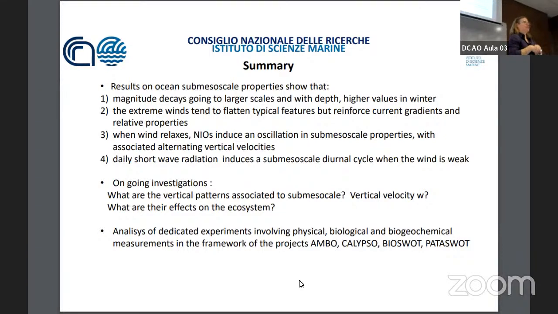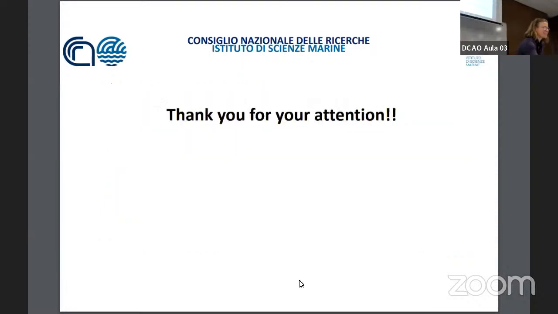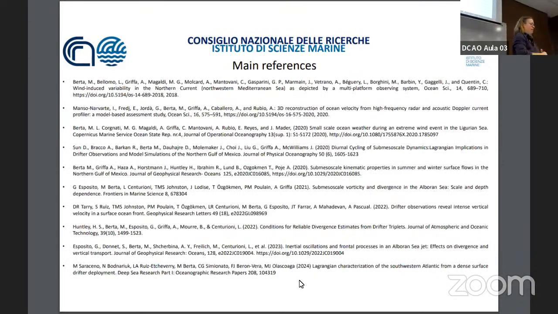And for this, we will keep analyzing some experiments that have been already done in the last years, such as AMBO, Calypso, and BioSWAT, and with the same aim, we will target new submesoscale and mesoscale features, such as the one that we are going to target with Martin and Laura, with a project led by Laura Pataswat, so it's an exciting new collaboration for us. Thank you. And here, the last slide, you have some references in case you need them.